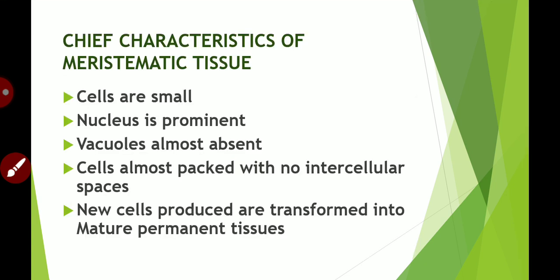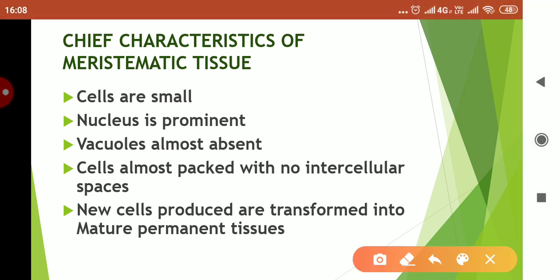Now children, what are the chief characteristics of meristematic tissue? The chief characteristics of meristematic tissues are that the cells of the meristematic tissue are small, they are actively dividing. Nucleus is prominent. Why? Because in the cell division, the major events occur in the nucleus, and these cells divide actively one after another. Therefore, they have a prominent nucleus. Also, these cells do not have vacuoles because they are actively dividing, and after the division, the new cells are formed.